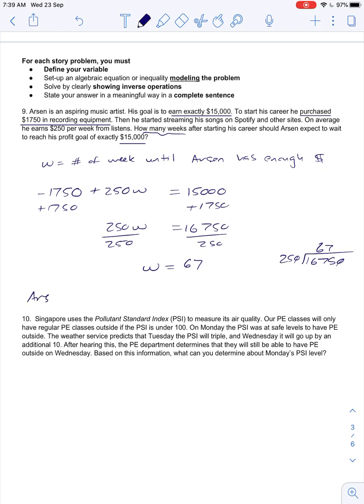So we would say that Arsen needs to save for 67 weeks. And so those are the 4 steps. 1, define your variable. 2, do your model. 3, solve it with inverse operations. And 4, write your answer in a complete sentence. Anytime you have a story problem, you go through those 4 steps.